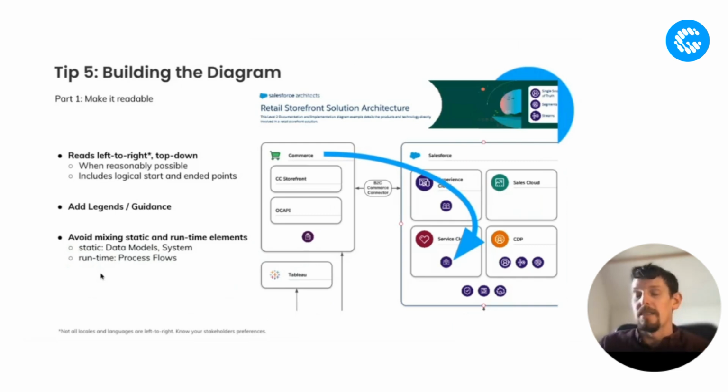Add legends and guidance. This is a pretty self-explanatory one, but it's amazing how many times we forget to add that. If someone does not understand what an icon or color or whatever it may be in the document, you've already lost them, and the diagram is no longer communicating what you want.